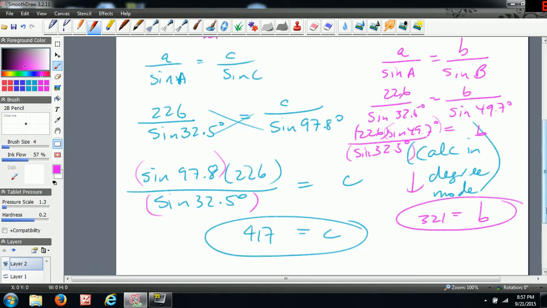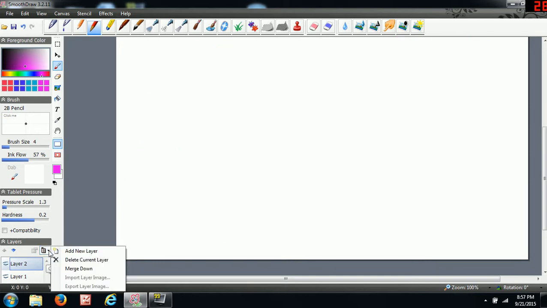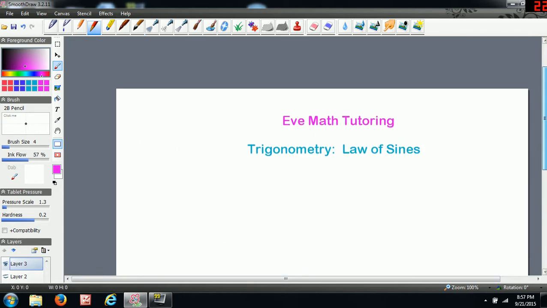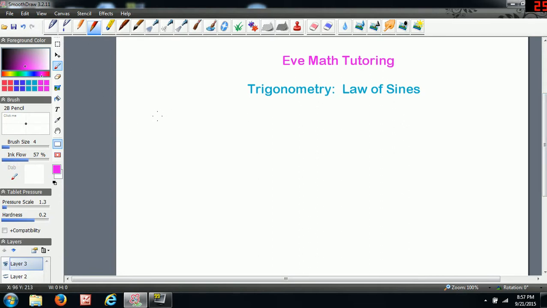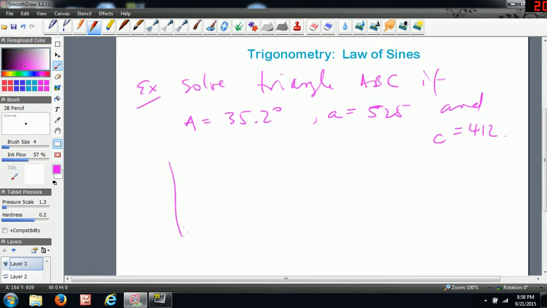We could do another example. I'm going to do an example where you're only given one angle and two sides. So in this one, we were given two angles and one side. Let's do another example here. Solve triangle ABC if angle A is equal to 35.2 degrees, side a is equal to 525, and side c is equal to 412. So you're given one angle and two sides.